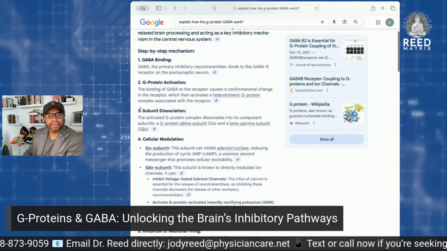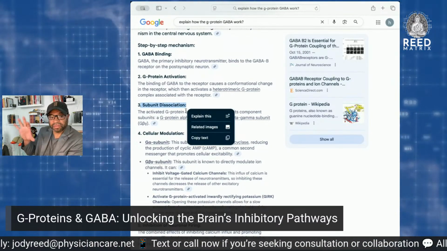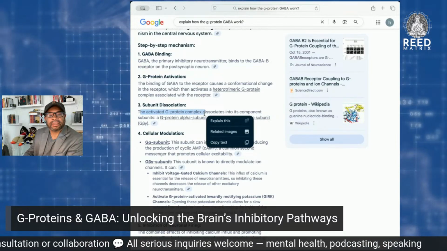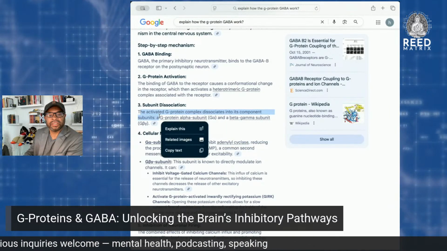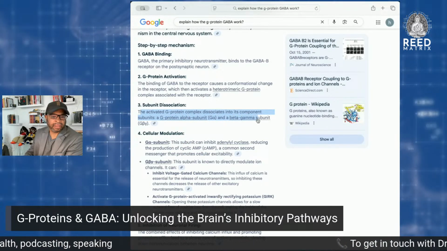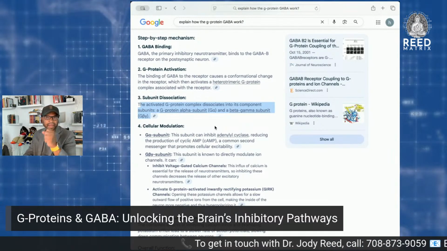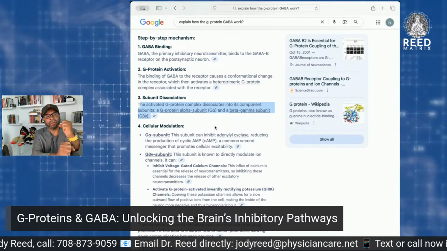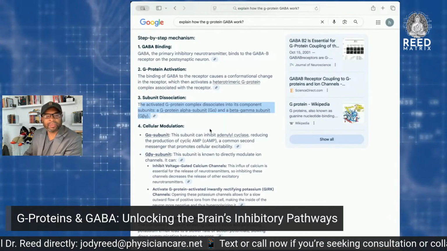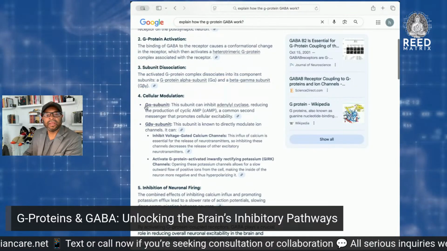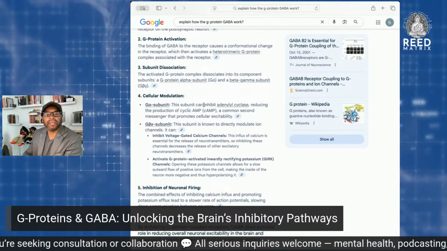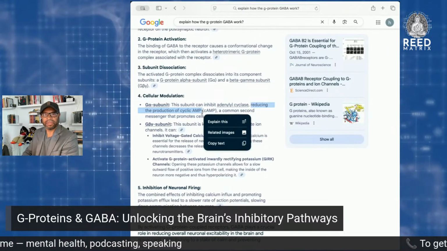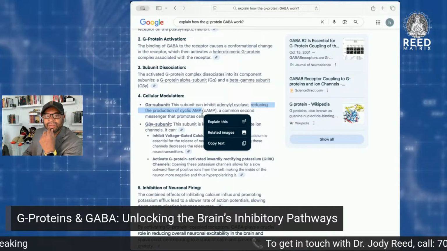Then subunit dissociation: the activated G protein complex dissociates into its component subunits, which are the G protein alpha unit and a beta unit. So you get binding of GABA to the GABA B site, the 3D conformational change, and it releases the alpha and gamma subunits. They are released from that complex and then become active. See what happens next. Cellular modulation: the alpha subunit can inhibit adenylyl cyclase, reducing the production of cyclic AMP, which is the precursor to ATP, the energy source. Biochemistry, right?